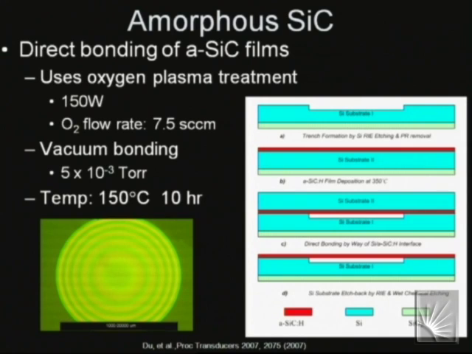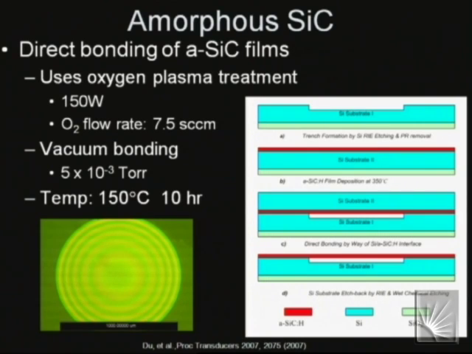But we know from our previous work that silicon carbide in the amorphous phase has a lot of hydrogen in it, and that surface is likely to be more chemically active in ways that would facilitate fusion bonding. So we took our inspiration from the silicon world, which suggests that silicon bonding is enhanced if you treat the surface with an oxygen plasma, and we basically mimic the same process.